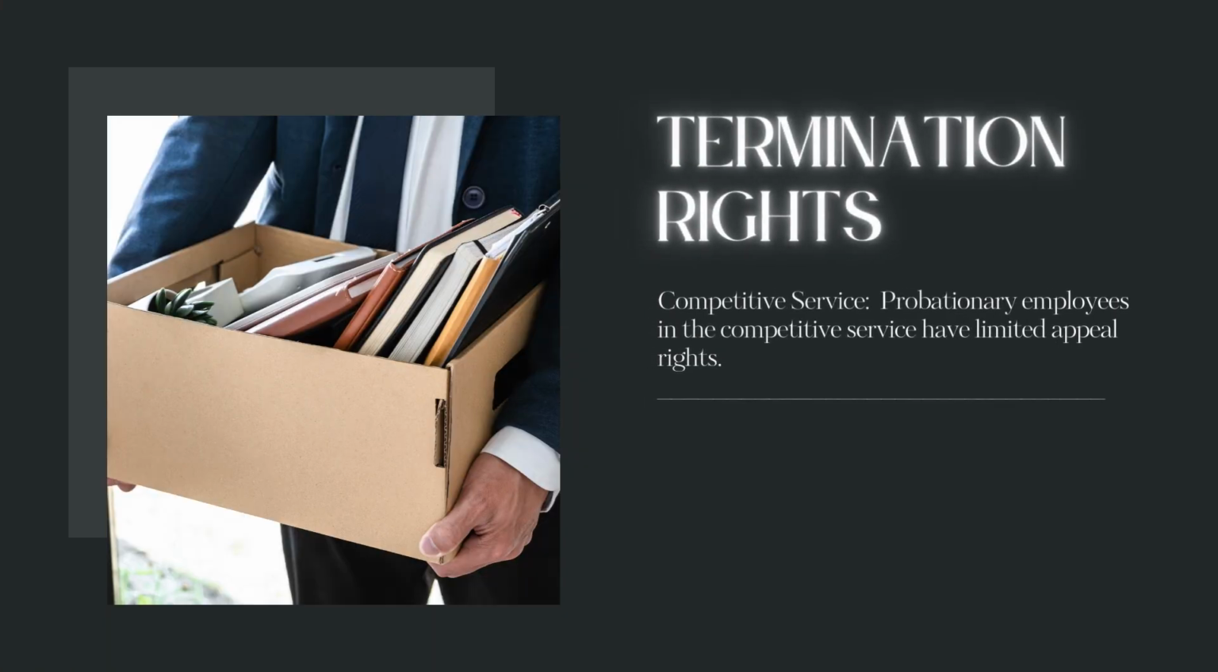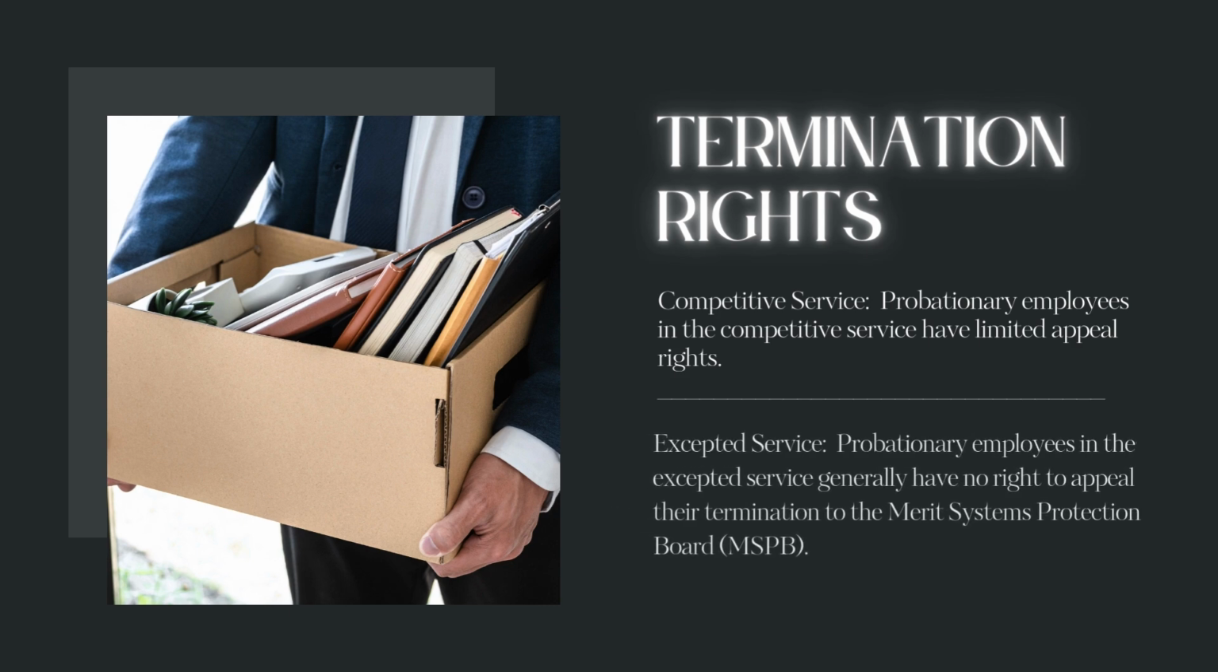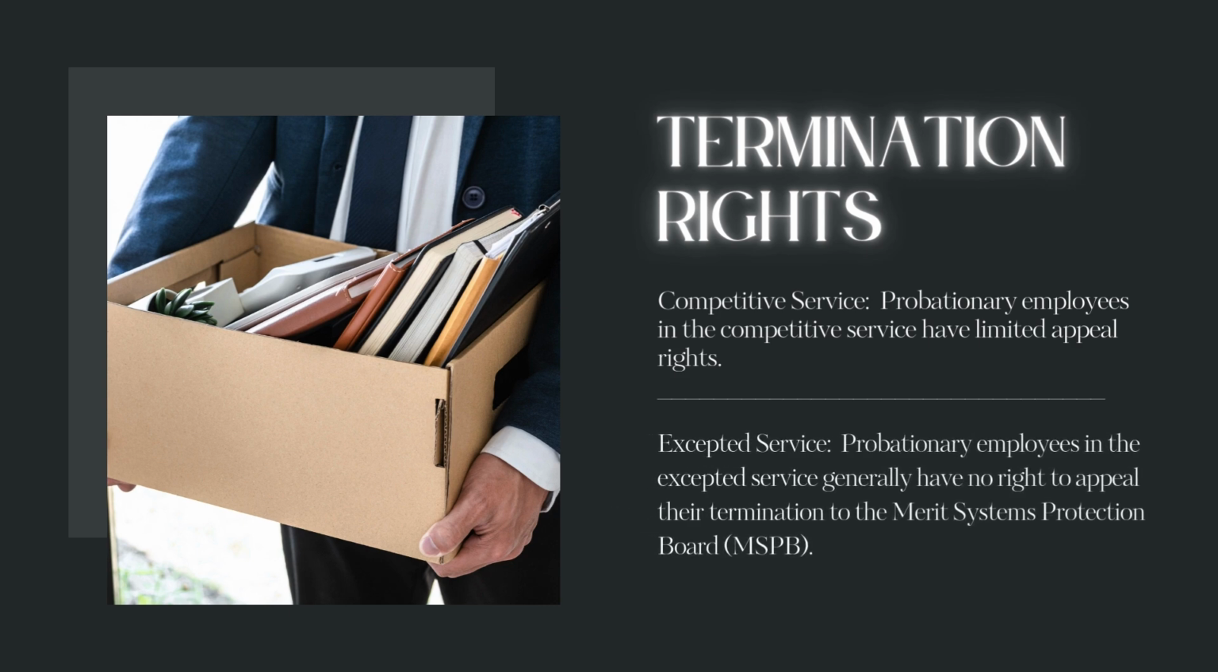Termination rights. Probationary employees in the competitive service have limited appeal rights. These rights depend on why the individual was terminated. Probationary employees in the accepted service generally have no right to appeal their termination to the Merit System Protection Board. There are limited exceptions for preference eligible, those with at least a year of continuous service, and non-preference eligibles, those with at least 2 years of continuous service, but these are uncommon.